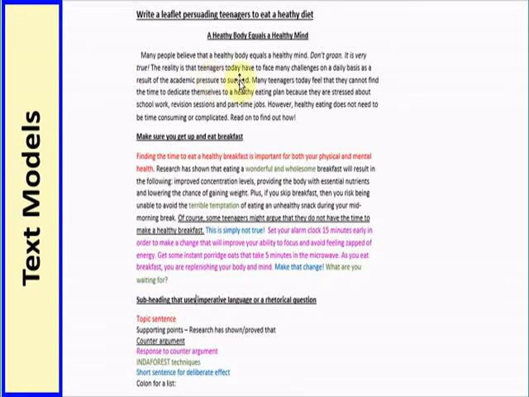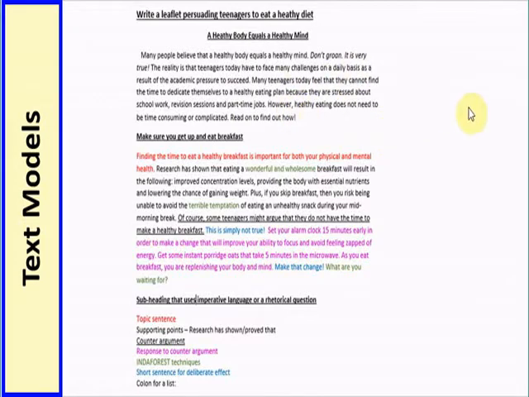"The reality is that teenagers today have to face many challenges on a daily basis as a result of the academic pressure to succeed. Many teenagers today feel that they cannot find the time to dedicate themselves to a healthy eating plan because they are stressed about schoolwork, revision sessions, and part-time jobs." Can you see how you've got that "teenagers today", it's a little bit of repetition. It's not obvious. It's not over the top, but it's there. Schoolwork, revision sessions, part-time jobs. That's the rule of 3 coming through there.